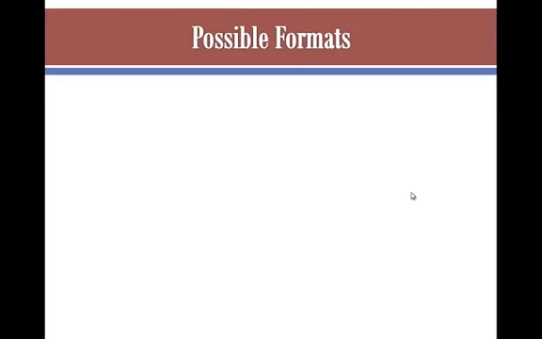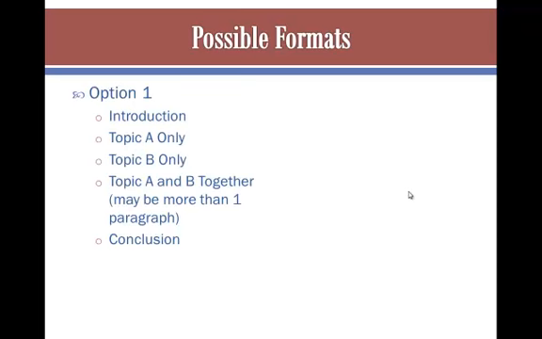There are two possible formats that your essay can take for a compare-contrast. For option 1, you can start with an introduction, then follow it with a paragraph or two about only topic A, followed by another paragraph or two only about topic B, and then you talk about topic A and B together, again maybe more than one paragraph, and it's followed by a conclusion. If you're using this format, it's important to realize that when you're talking about topic A, you're only talking about topic A. When you're talking about topic B, you're only talking about topic B up until you get to that fourth bullet where you're talking actually about them together.